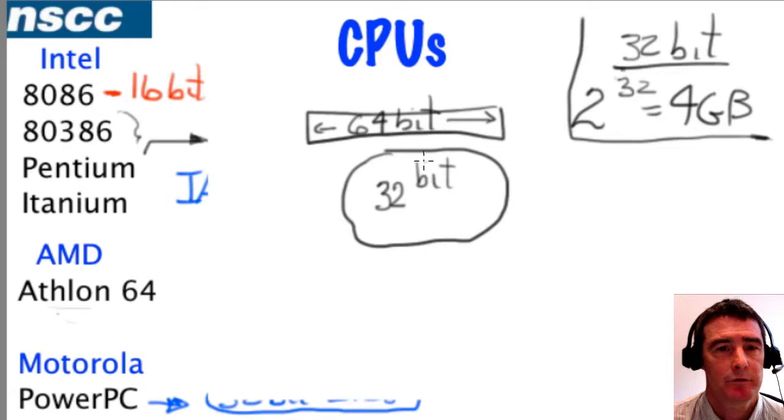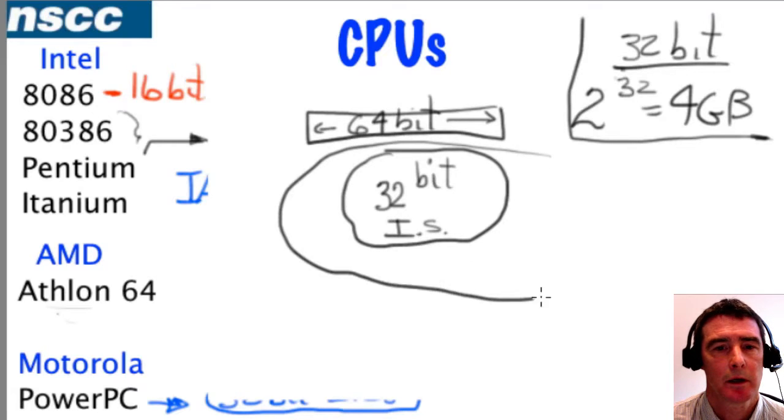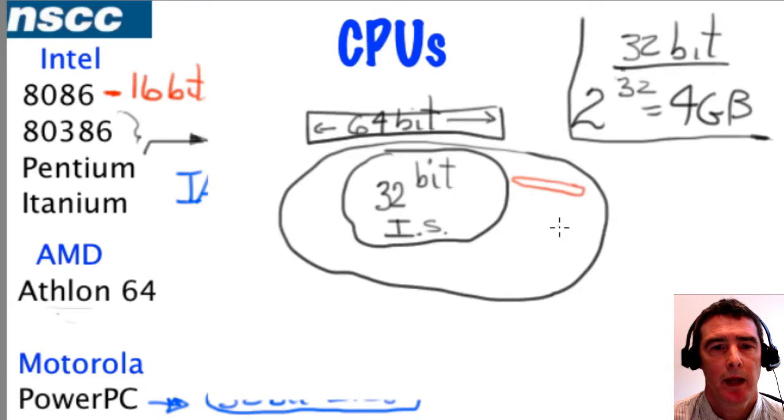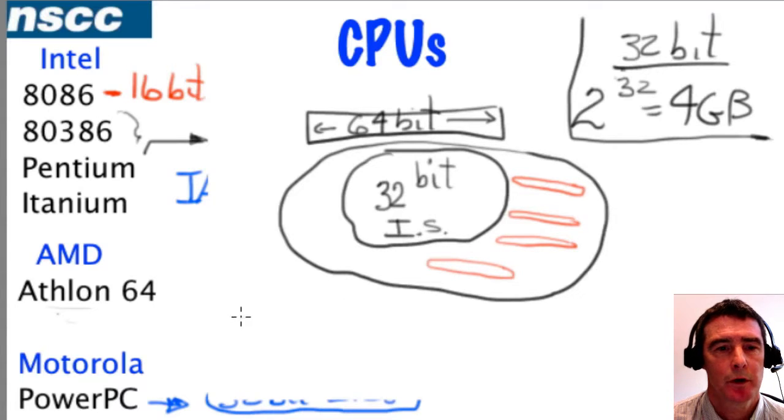AMD saw this, and so what they did was they supported the 32-bit instruction set, because AMD CPUs were really functional clones of Intel. Their selling feature was that you could use an AMD CPU and you could still use all your same software that you were running on your Intel boxes. So they supported the 32-bit instruction set, but they enhanced it. And they added some extra instructions in here that allowed more memory to be addressed.